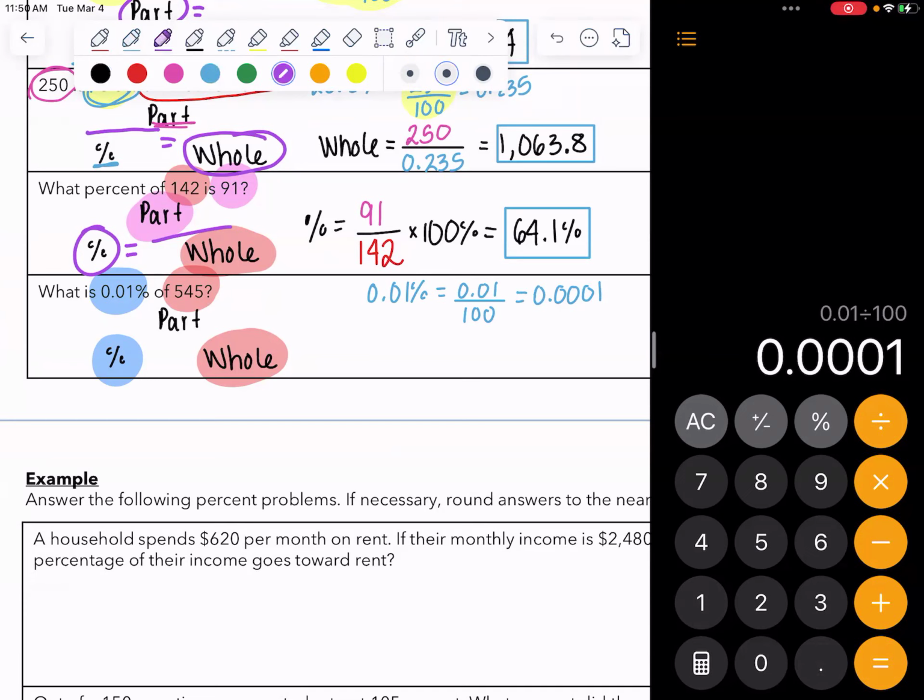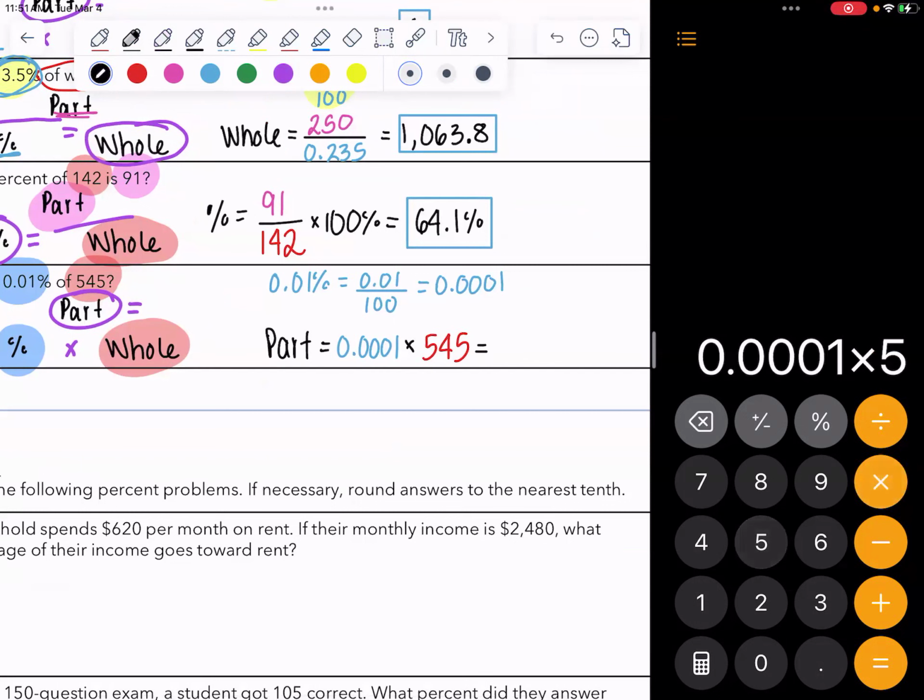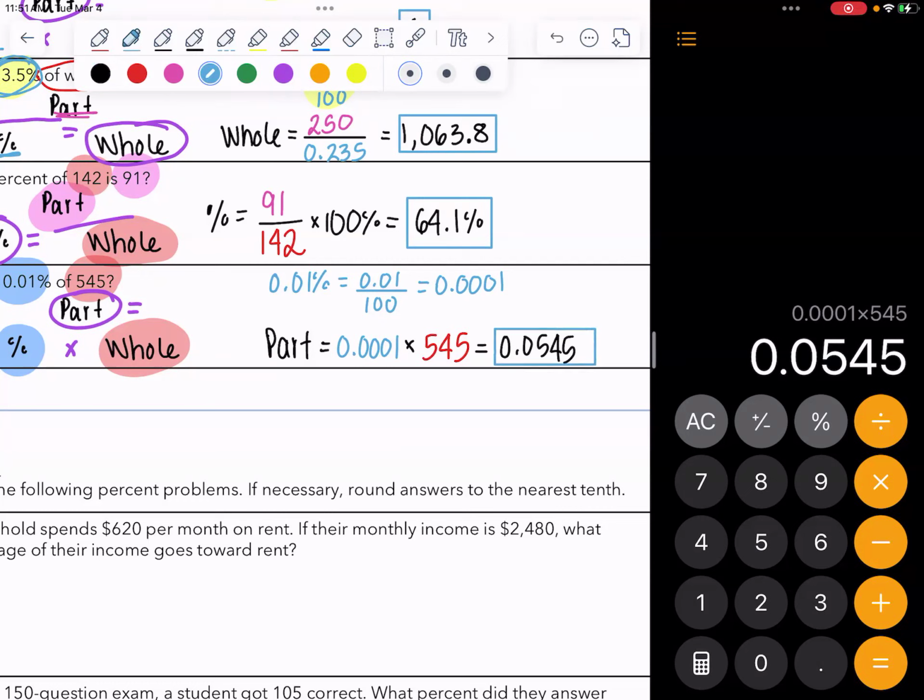And we are solving for the part here. We want to know a part of 545. So this is multiplication because they're right next to each other. And we have the part is equal to the percent, 0.0001, times the whole, 545, and you get 0.0545. 0.0545 is 100th of a percent of 545.